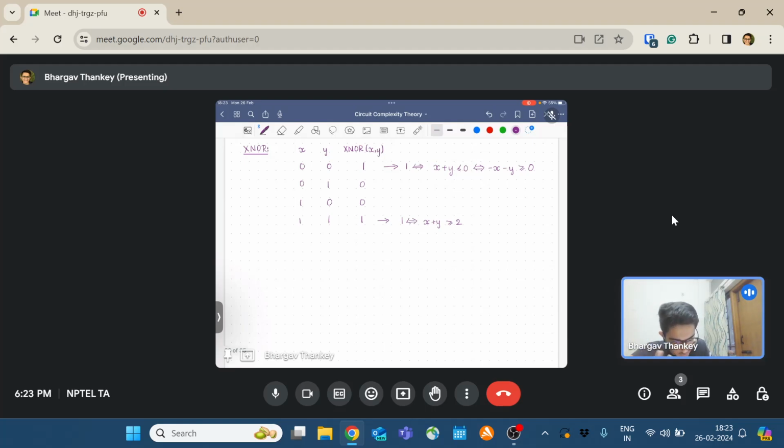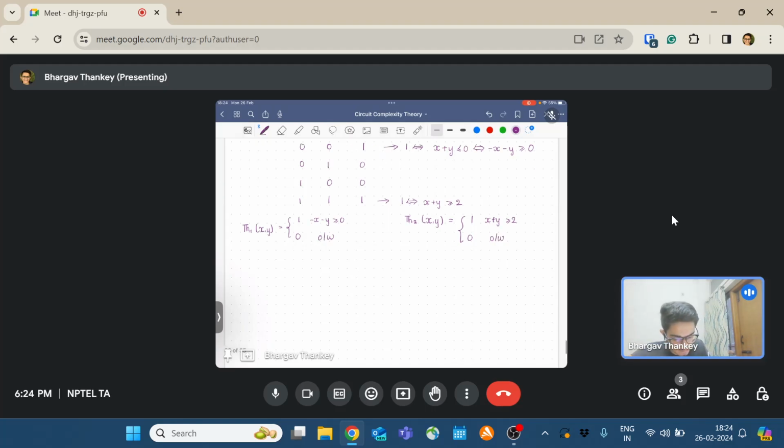So what we can do is define two threshold gates, TH1 and TH2, and then X naught. Right? So is this fine?